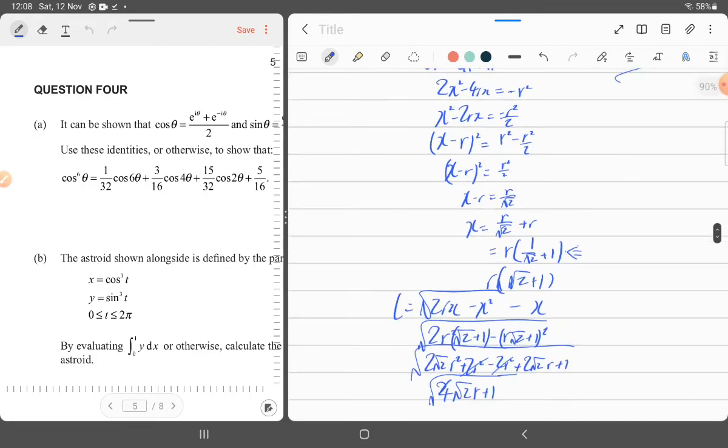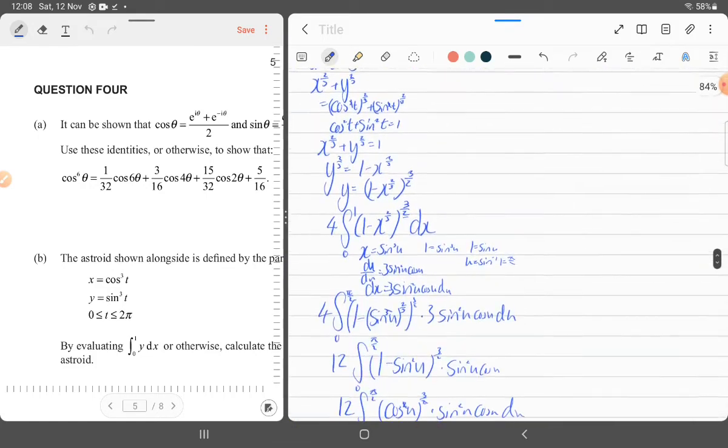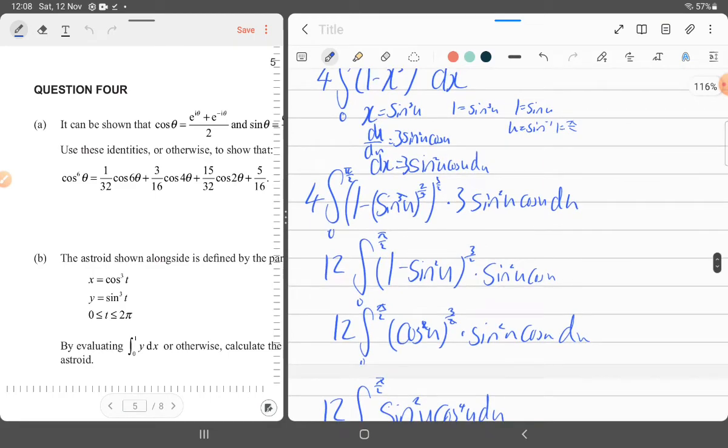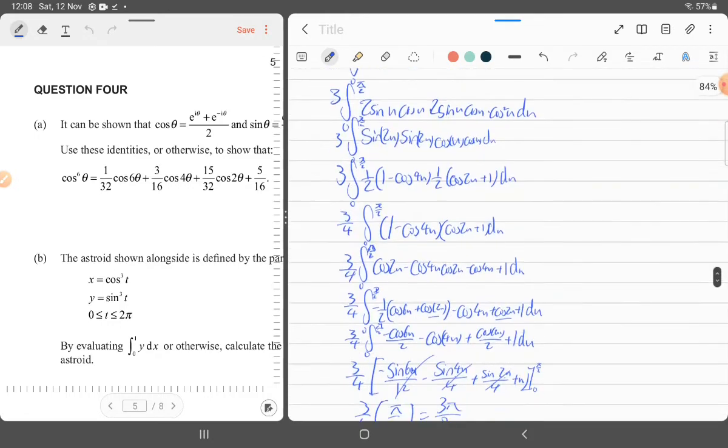Question 4B, I wasn't able to do it during the exam, but after I discussed with my teacher, he just told me to make a sine cubed substitution, which made it more straightforward. And I was able to solve it.